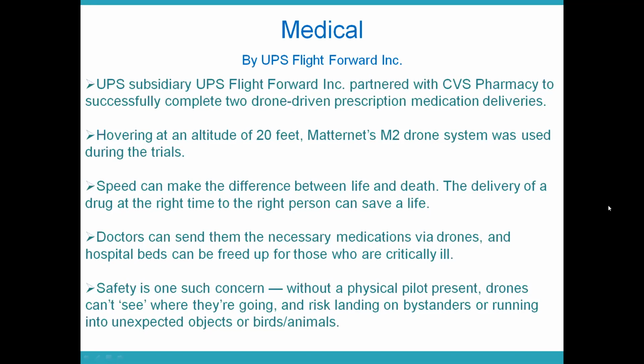But there are certain disadvantages too: without a physical pilot present, drones can't see where they are going. Of course, there are certain sensors or say cameras, optical payloads in drones, but they too have limited visibility, especially at that altitude, and risk landing on bystanders or running into unexpected objects or birds and animals. So basically, collisions cannot be fully avoided in the drone system, because the drone would be too heavy if we included many sensors for the anti-collision system.